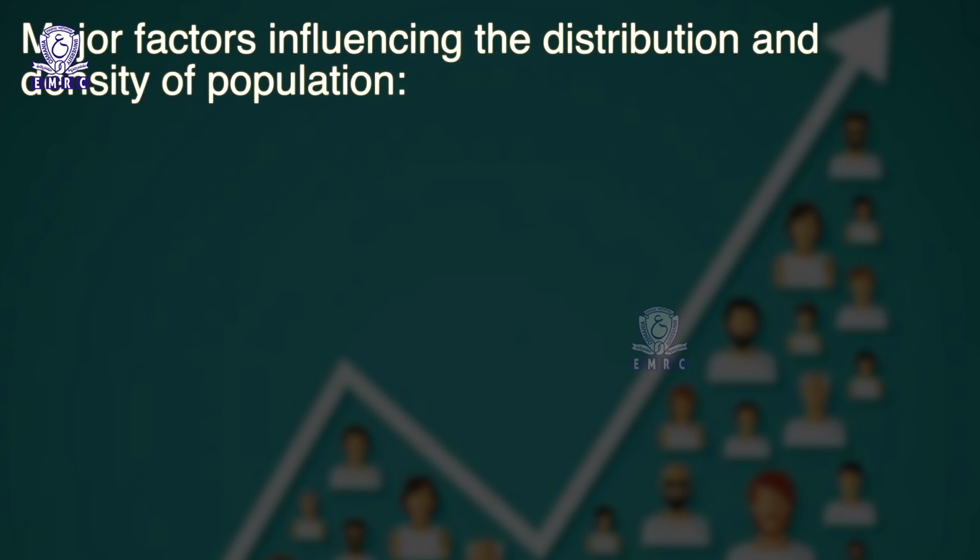Now let's look at some of the major factors influencing the distribution and density of population. Firstly, terrain. Terrain of a land is a potent factor that influences the concentration and growth of the population.